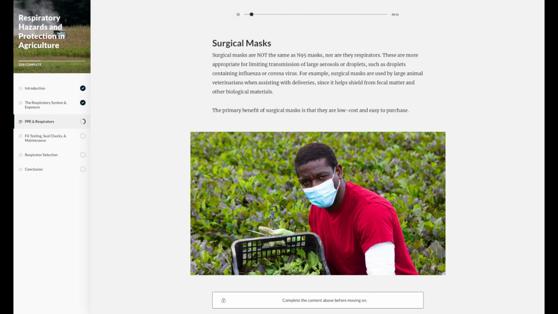Surgical masks are not the same as N95 masks, nor are they respirators. These are more appropriate for limiting transmission of large aerosols or droplets, such as droplets containing influenza or coronavirus. For example, surgical masks are used by large animal veterinarians when assisting with deliveries, since it helps shield from fecal matter and other biological materials. The primary benefit of surgical masks is that they are low cost and easy to purchase.